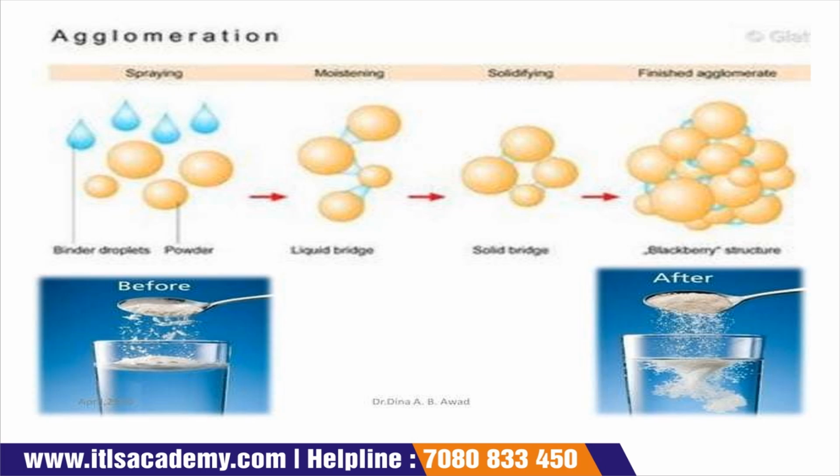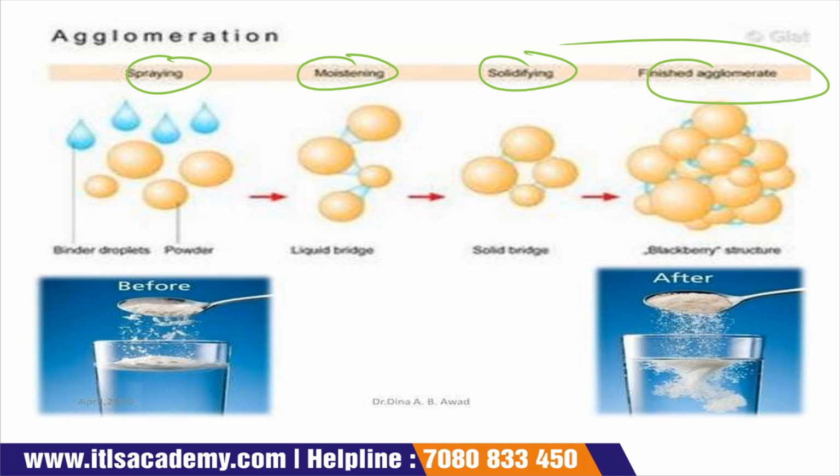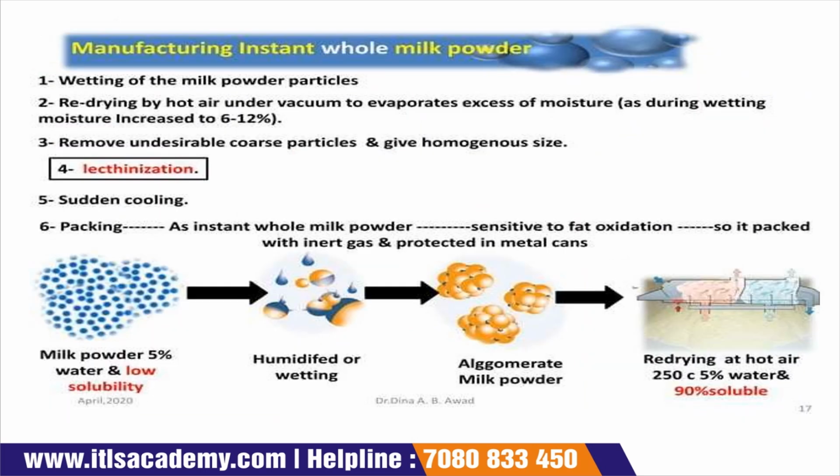This is your agglomeration: spraying, moistening, solidifying, and finish agglomerates. Okay, so this is your before and this is your after diagram. You see that before agglomeration, lumps are formed, but when the instant drying method is applied, it will disperse into water completely. Now the next is your manufacturing.